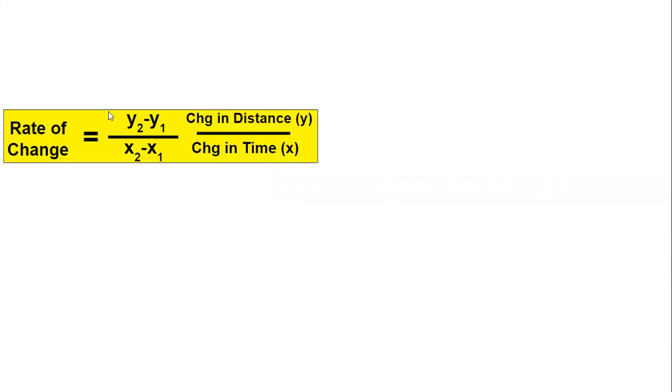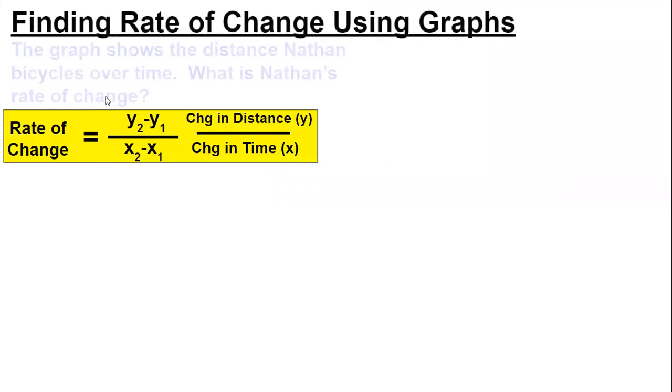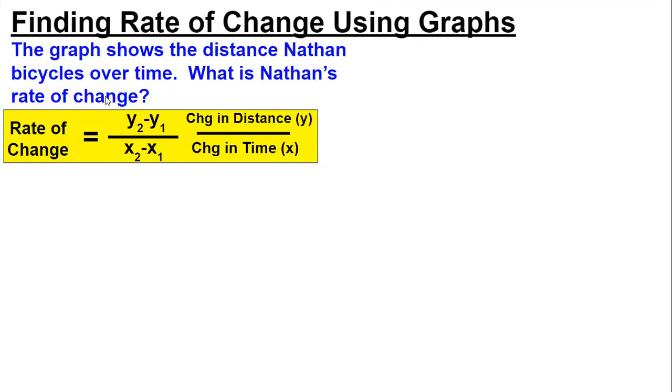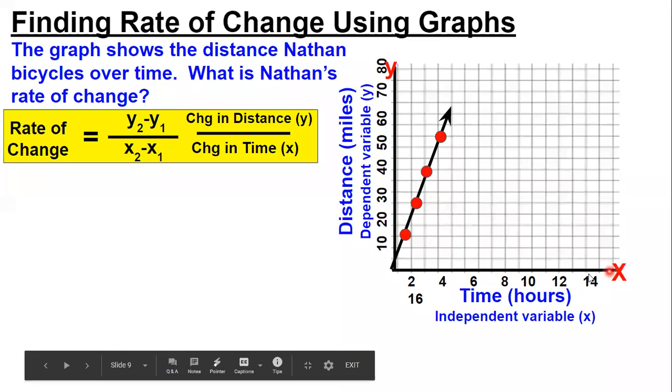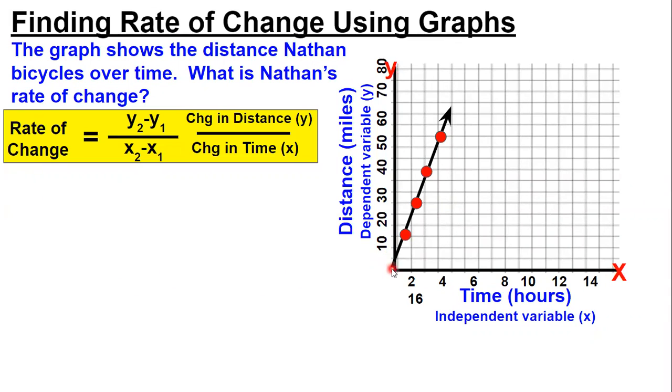Okay, welcome back. Now we're going to use graphs to find our rate of change. This graph on the right that I'm bringing up here shows the distance that Nathan bicycles over time. What is Nathan's rate of change? So instead of a table, we have a graph. Again, the X value is on the horizontal and the Y value is on the vertical. And then you have to look at your numbers here.